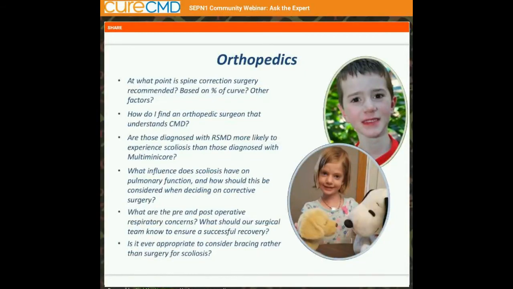So I'll move on to orthopedics. At what point is spine correction surgery recommended?